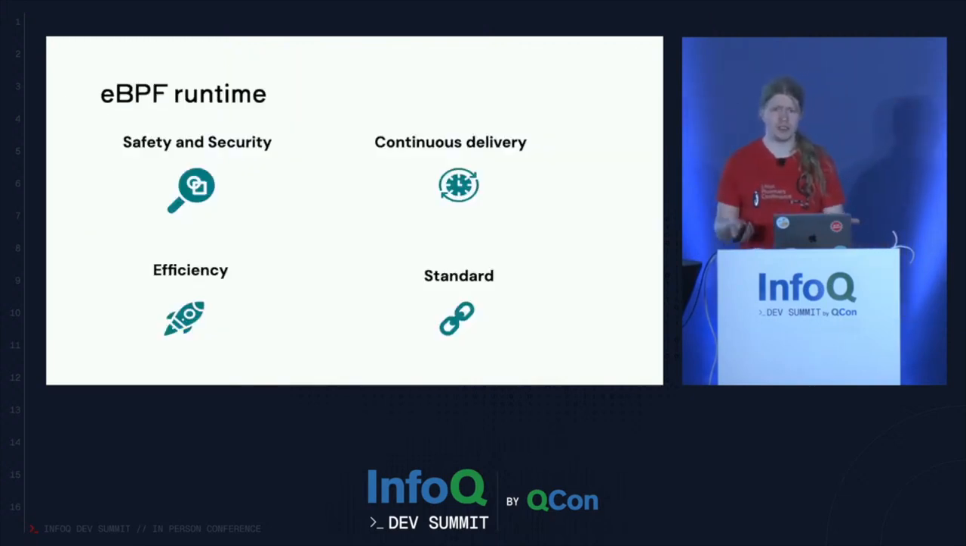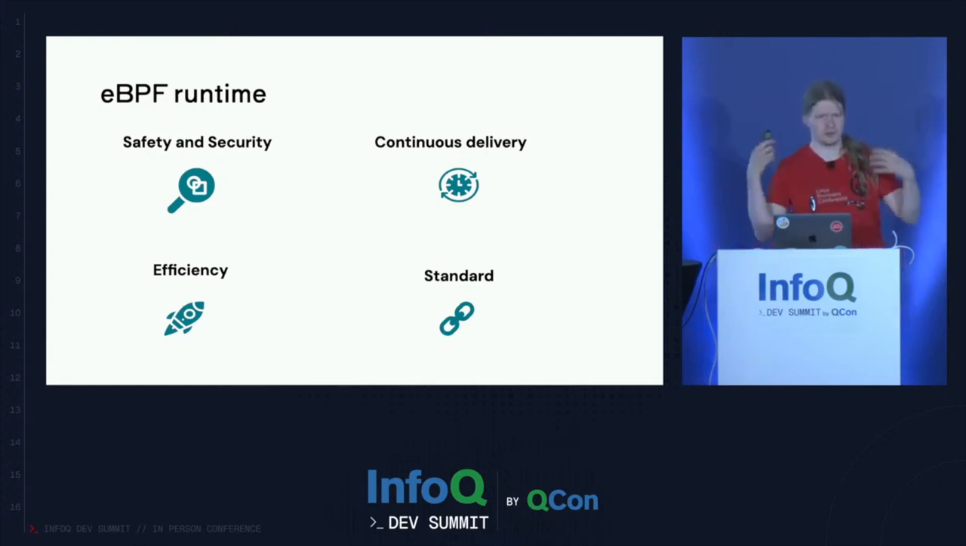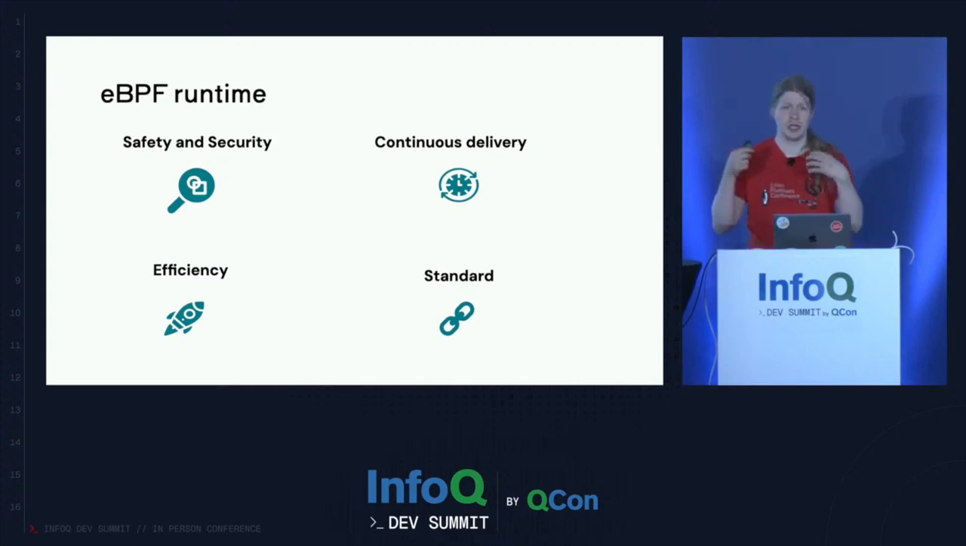What it offers us is safety and security because we have a verifier, so we check the program beforehand. It also offers us continuous delivery because we don't have to restart the kernel or rebuild it and everything when we modify, for example, our network stack. And it gives us efficiency because it's close to native execution speed, thanks to the just-in-time compiler and how this was developed.